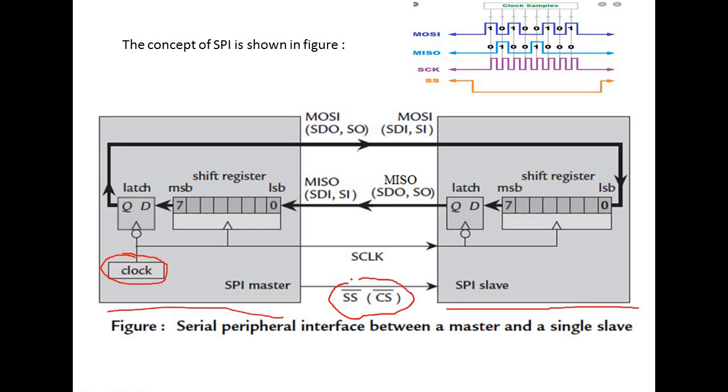Here the SPI works on the principle of shift registers. You can see shift registers here in master and slave, and thereby from the shift register the data is latched to the output pin with the help of the data latch. Here shift registers are used for data transmission and reception.